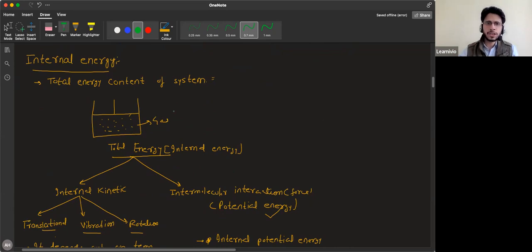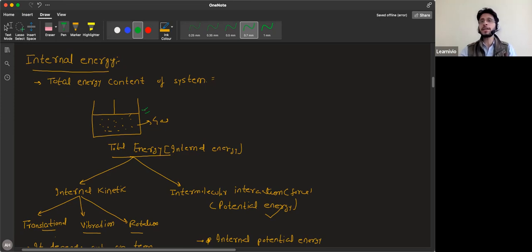So what is internal energy? It is the total energy content of the system. If you have a system, the total energy content of the system is internal energy. Total energy means if you have a system, say a gas in some container, then what type of energy can that gas have? Its molecules can have kinetic energy. Its molecules can have potential energy.